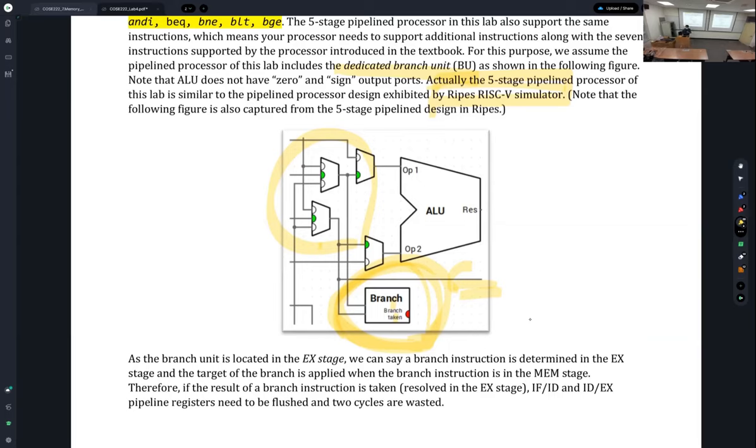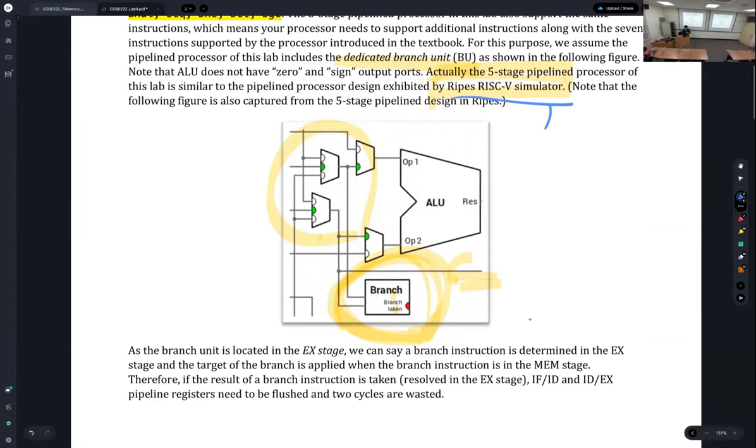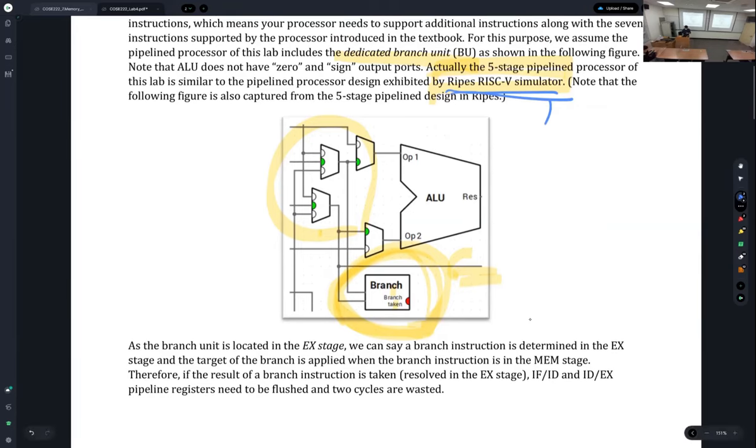As I showed in the class, this simulator has a bug, so the behavior is not exactly the same. But you can also use this simulator for verifying your design. Just remember that this simulator has a bug in the immediate field handling. Okay.